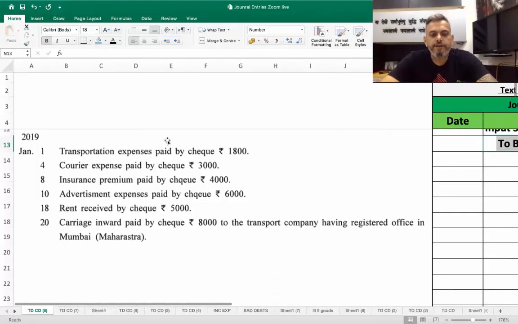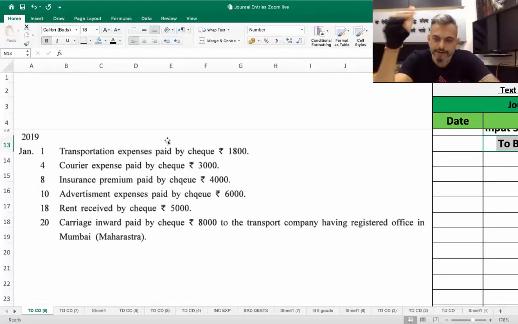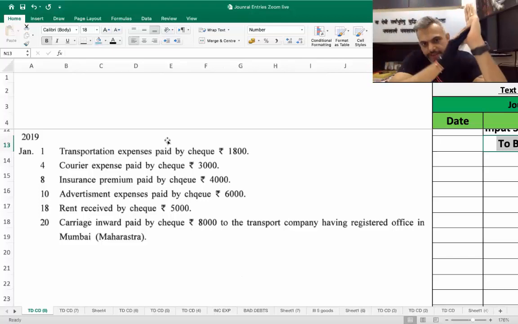Next, insurance premium paid by check. Now insurance premium, if your parents pay it, you will see in the receipt that GST is charged, because insurance companies are big companies where GST is applicable.